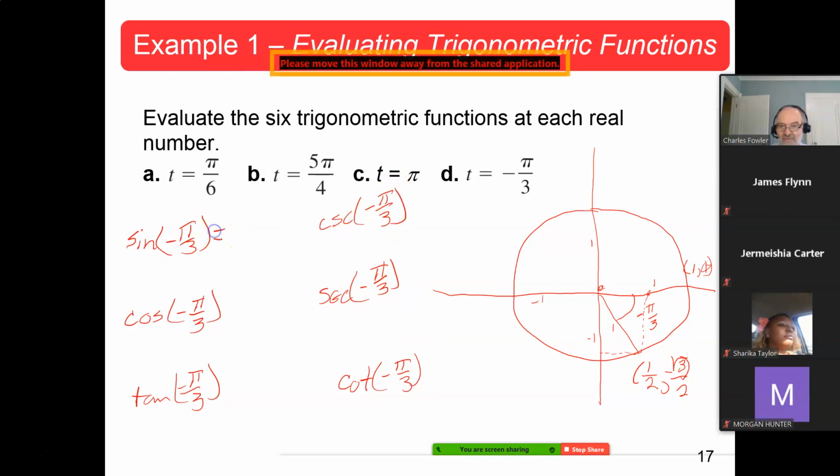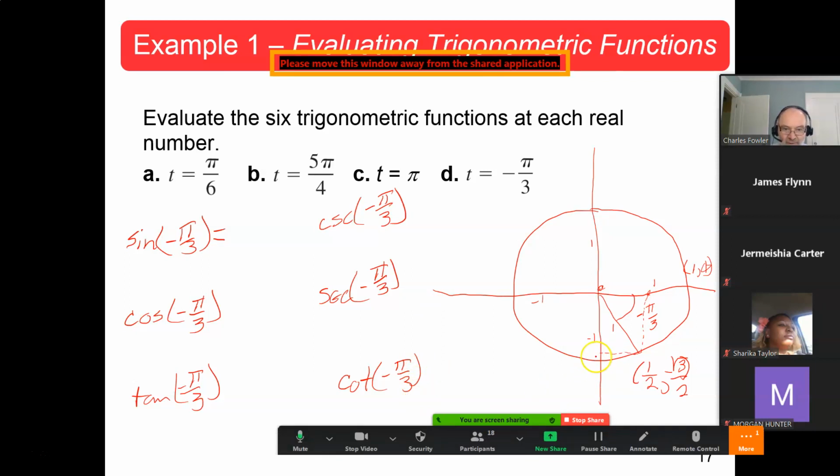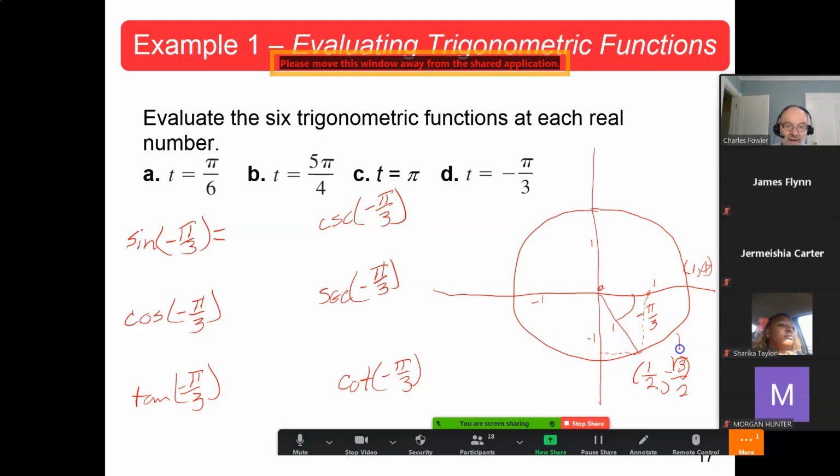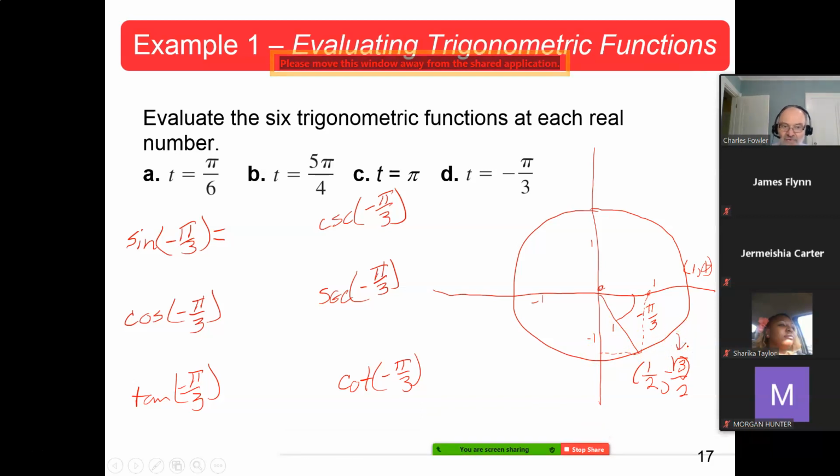Okay. Now, does anyone remember what the sine is? The sine is always, on the unit circle, the y coordinate. I always say that, on the unit circle. So this is simply negative square root of 3 over 2. Anyone remember what the cosine is? The x coordinate, you got it, 1/2. That's why it's important to figure out what your coordinate points are there.